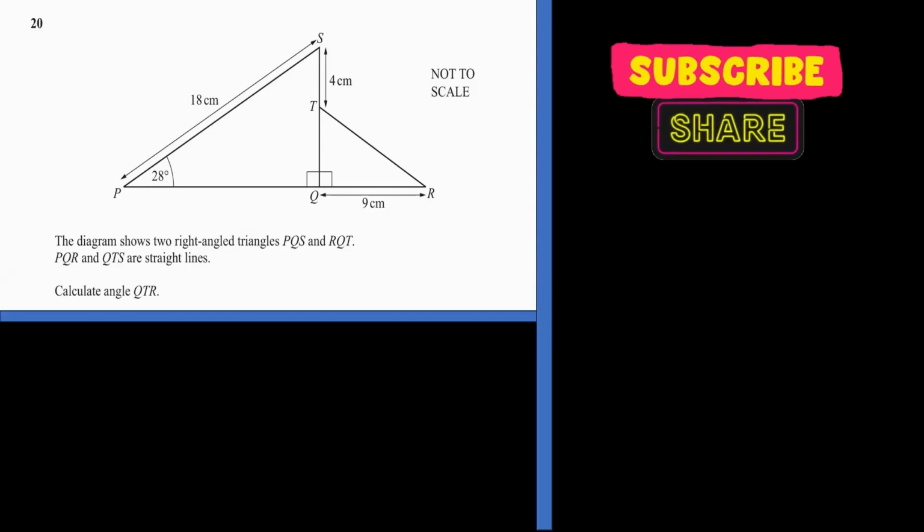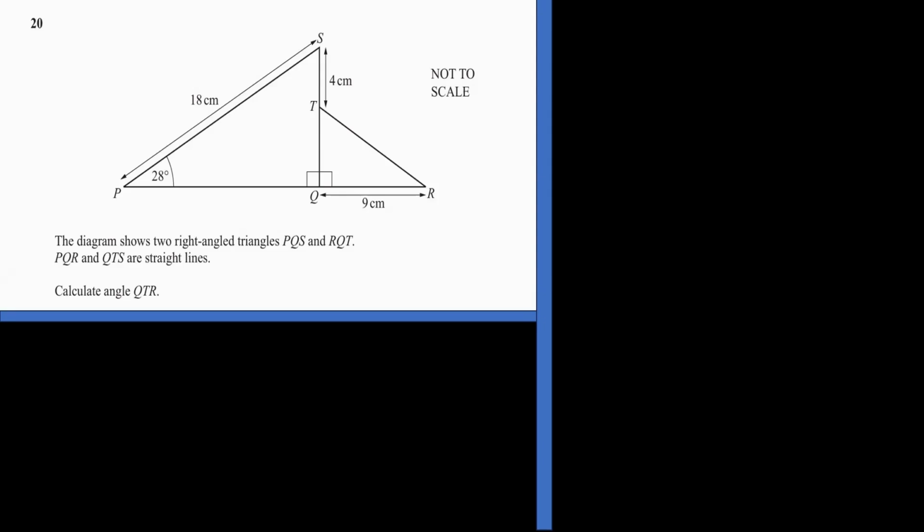Okay, so back to question number 20. We have this diagram. Looking beautiful for us, the math people. Here it says that the diagram shows 2 right-angled triangles PQS and RQT. PQR and QTS are straight lines. You can see that? PQR is a straight line, acting as the base. QTS is another straight line.